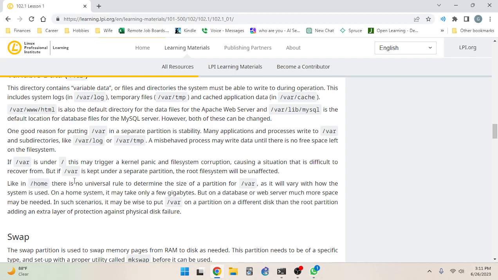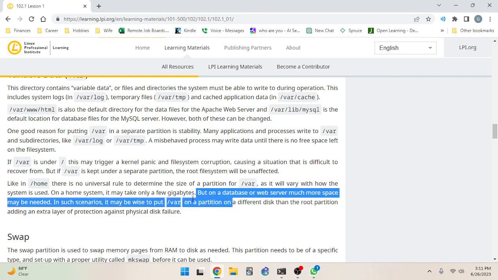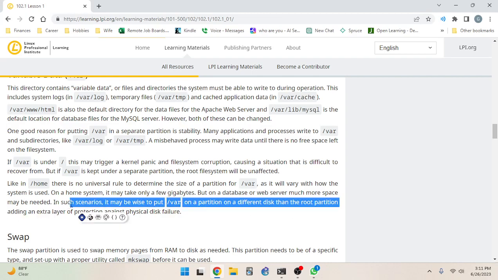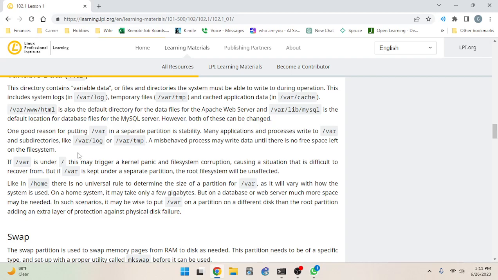And like in /home, there's no universal rule to determine the size of the partition of /var, as it will vary with how the system is used. On a home system, it may take only a few gigabytes, but on a database or web server, much more space may be needed. In such scenarios, it may be wise to put /var on a partition on a different disk than on the root partition, adding an extra layer of protection against physical disk failure.